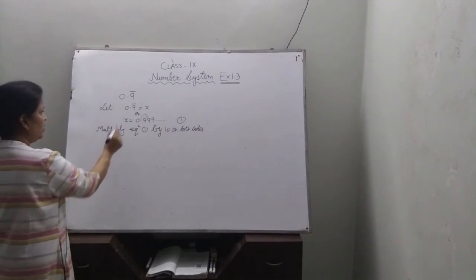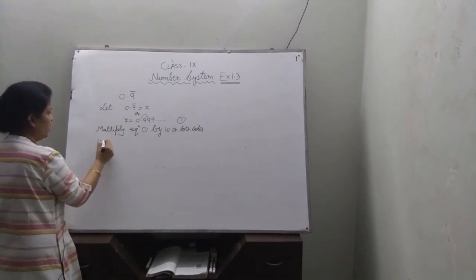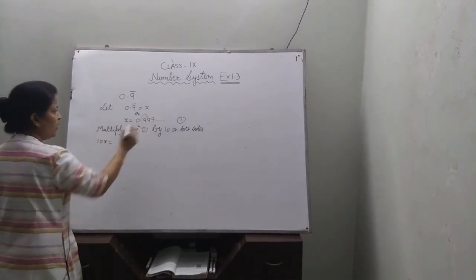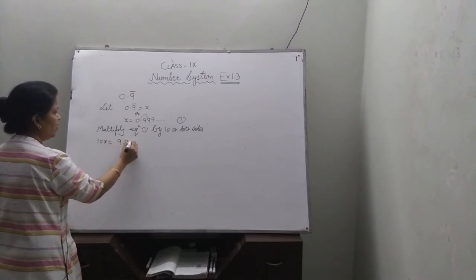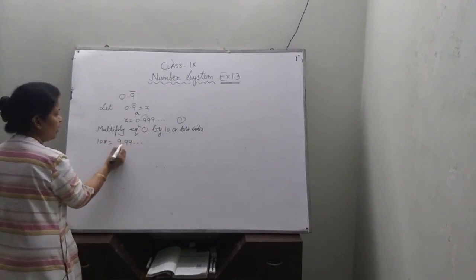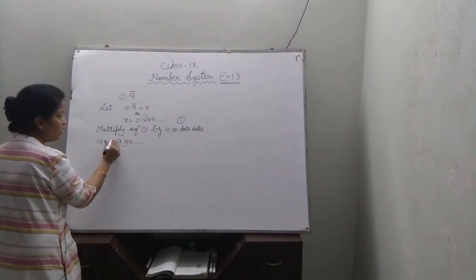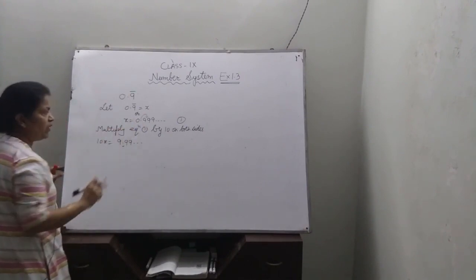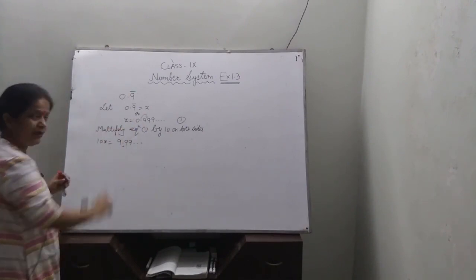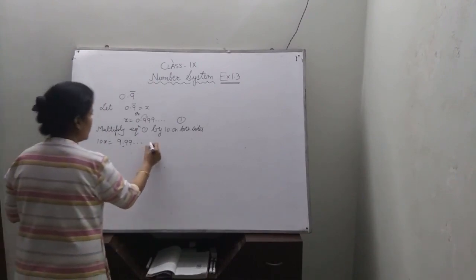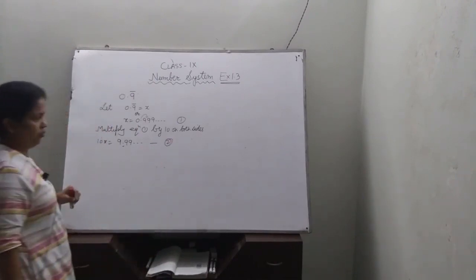So what will you get? Multiply this also with 10, 10x. इसको 10 से multiply करेंगे. So look over here, the decimal has been shifted. इसको 10 से multiply करेंगे तो एक decimal यहाँ आ जाएगा. So this is equation number 2.